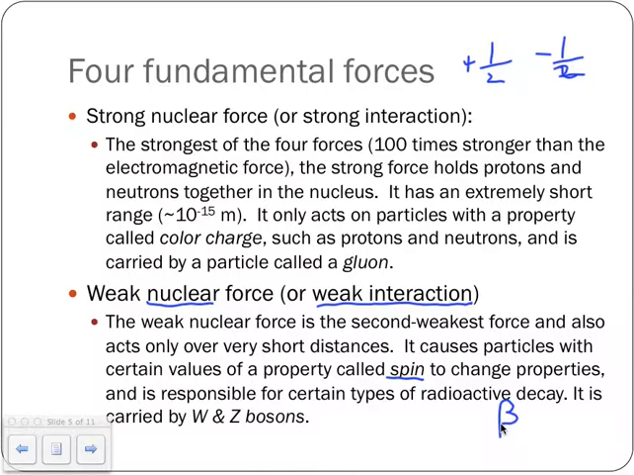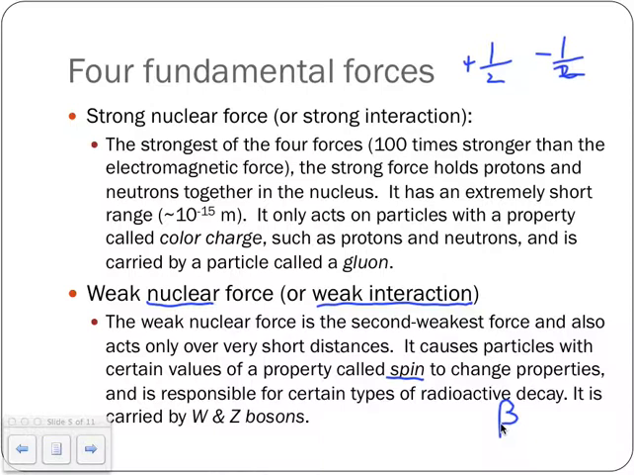And beta decay is that one of the protons or one of the neutrons in an atom turns into a proton, releasing an electron and a particle called a neutrino, which causes the atom to then give off radiation in the form of that electron and to decay into a different isotope. And so this is one of the things the weak nuclear force does.